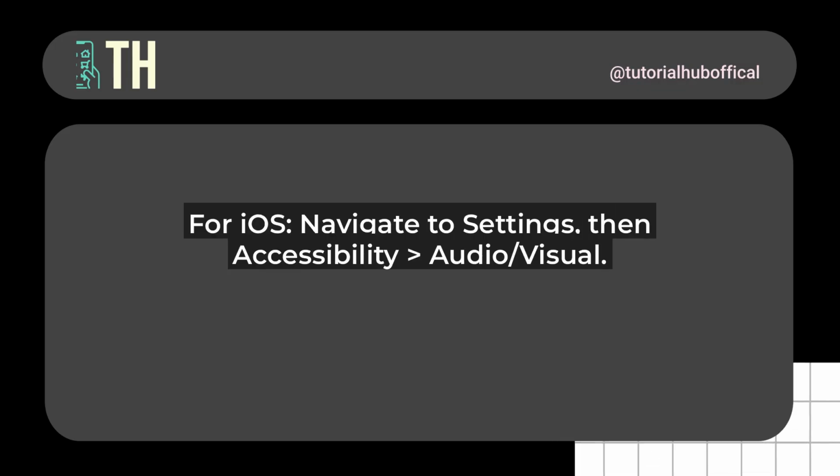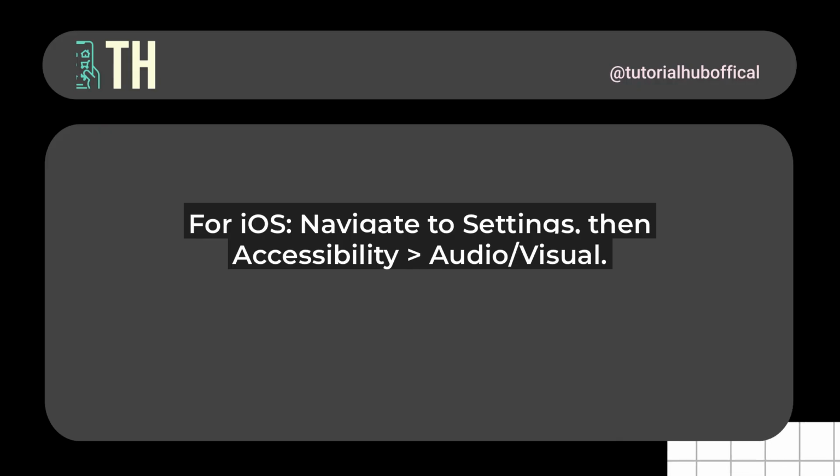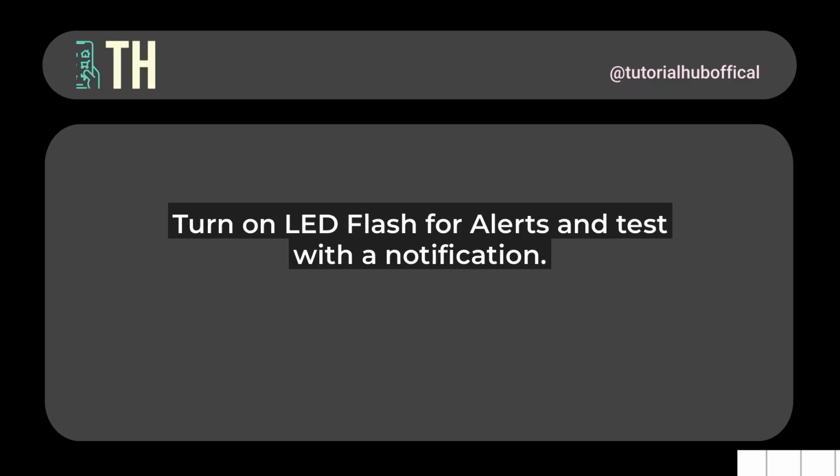If you're on an iPhone running iOS 18 or later, assuming we're in 2025 territory, head to Settings, then tap Accessibility. Go to Audio, Visual, and look for LED Flash for Alerts. Turn it on, and you can even choose to enable it for the lock screen or when the phone is silenced. Again, test it with a notification to make sure it's working.